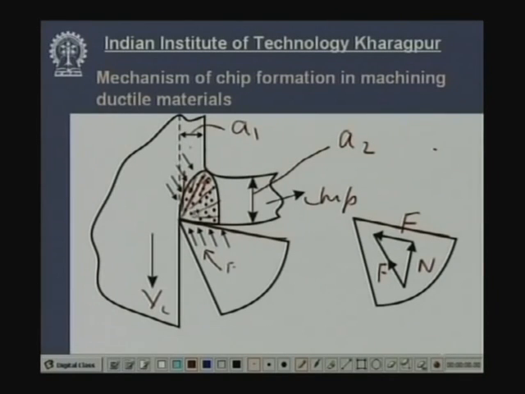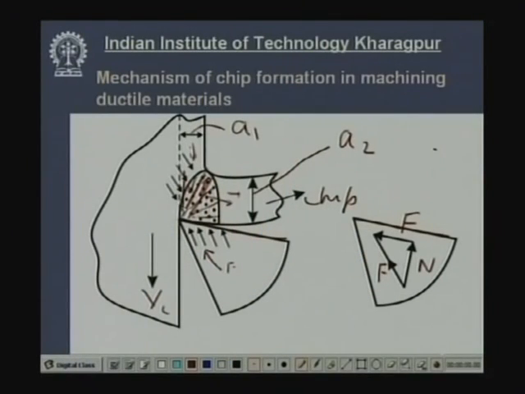Then this chip will move in this direction, and a layer of material will be proceeding in this direction. Then again the work material is coming down, again shear stress will develop, again there will be slip, and another layer will come up. So, this way this chip material will come out layer by layer because of the shearing action or yielding process. This will be more evident in the next figure.